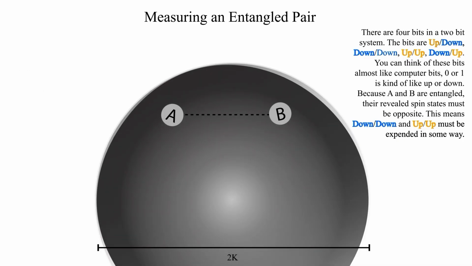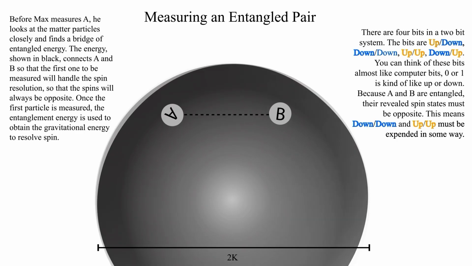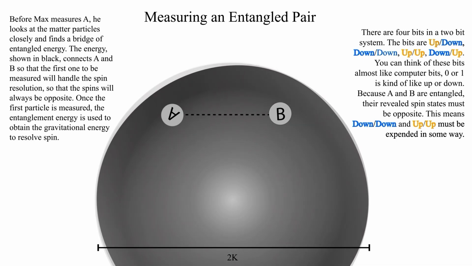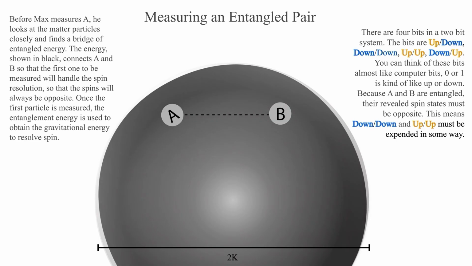Before Max measures A, he looks at the matter particles closely and finds a bridge of entangled energy, the energy shown in black. And that energy connects A and B, so the first one to be measured will handle the spin resolution, so that the spins will always be opposite. Once the first particle is measured, the entanglement energy is used to obtain the gravitational energy to resolve spin.